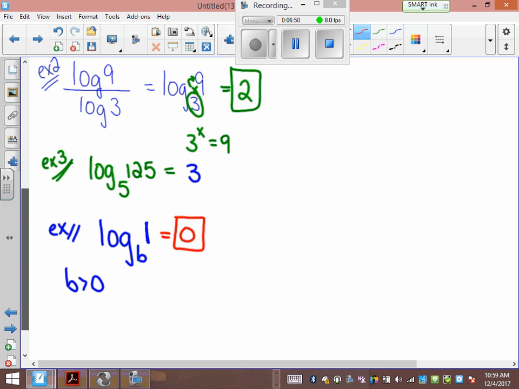So anything to the power of 0 is 1, correct? So if I write anything, I could write log smiley face of 1, and my answer is still 0. Because anything to the power of 0 is 1.